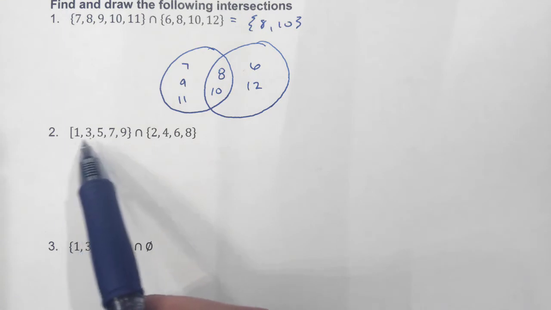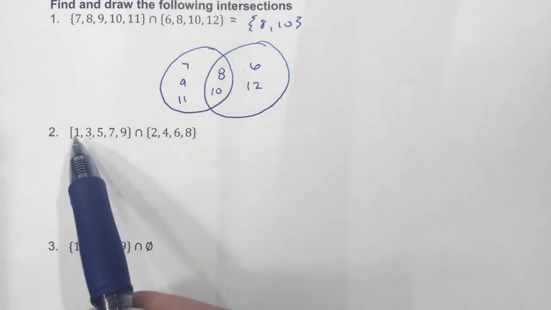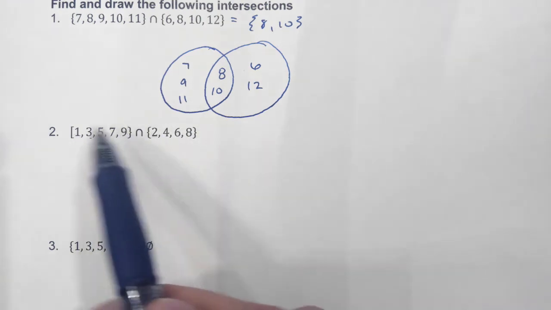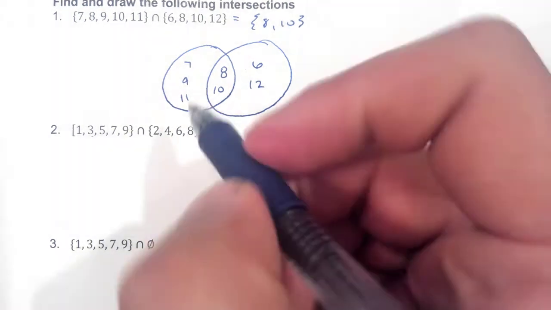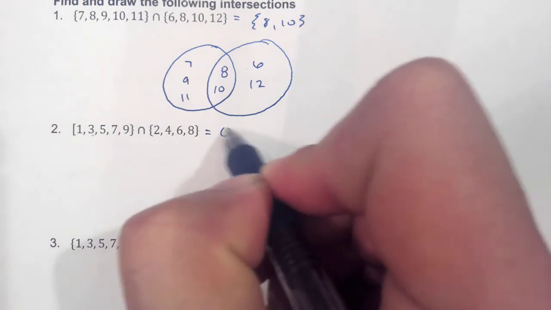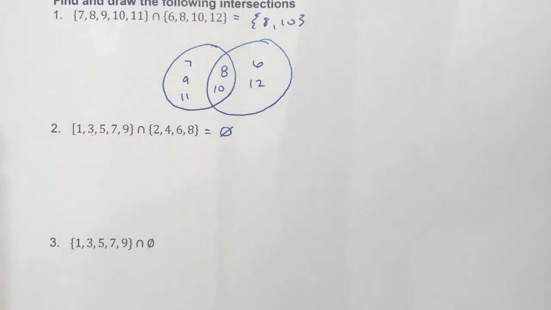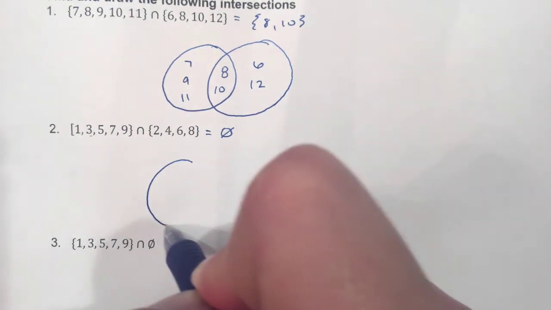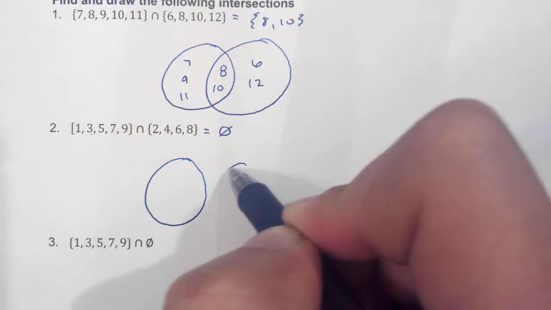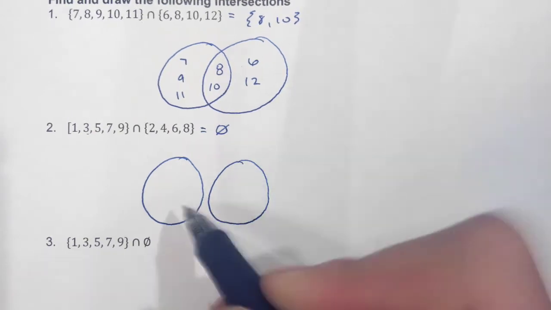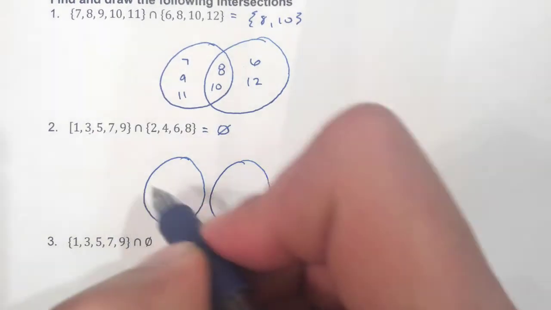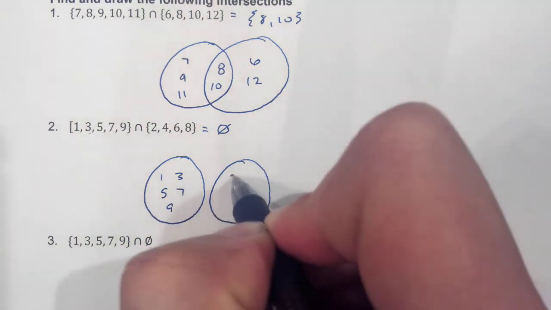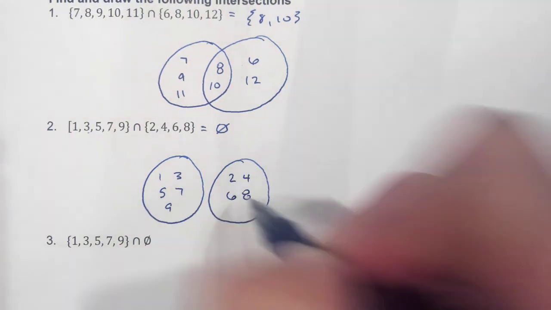Here, same thing. What's the intersection between 1, 3, 5, 7, and 9, and 2, 4, 6, and 8? Well, I notice these are odd numbers, these are even numbers. What is the intersection? It's empty. There is no intersection, right? There's no numbers in common in both of those lists. So what would that look like as a picture? This would be two circles that have nothing in common, so they would have no overlap. And then we just put the numbers in there. 1, 3, 5, 7, and 9. 2, 4, 6, and 8, and that one.